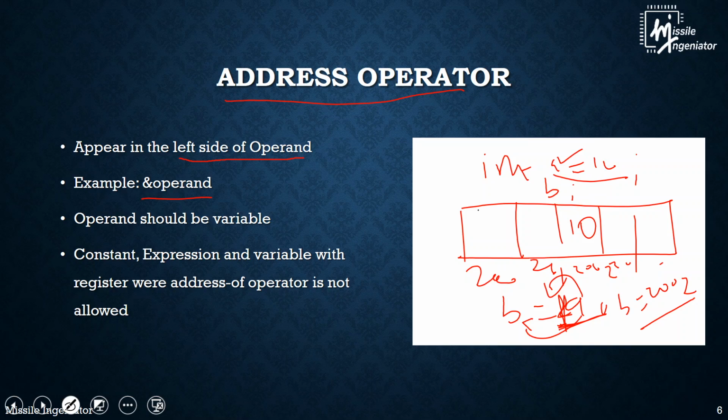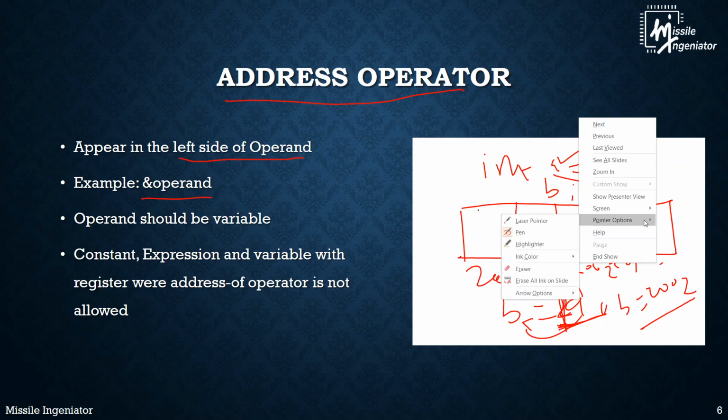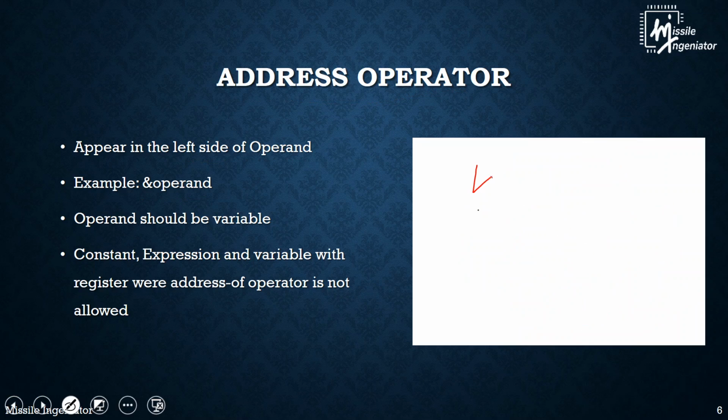Whereas in the case of a constant, suppose b equal to ampersand a, which I used in the previous example, but if you are trying to use ampersand 2, then this case fails. Also, if any variable is declared with the register type, then you are not allowed to access the address of that memory.